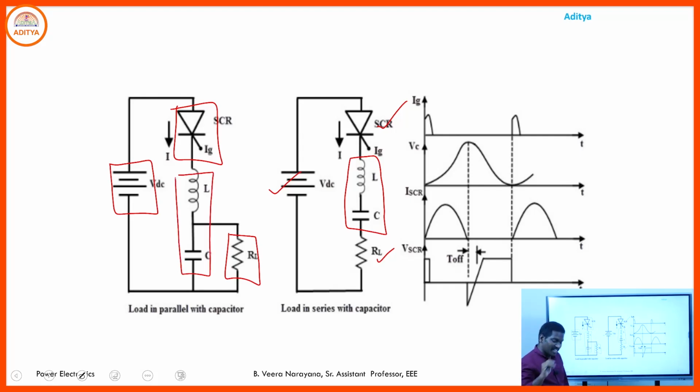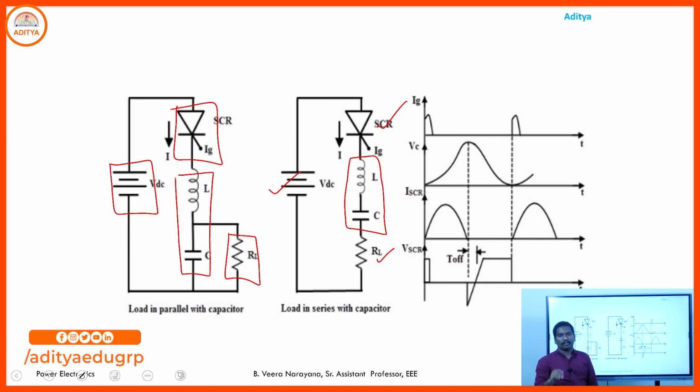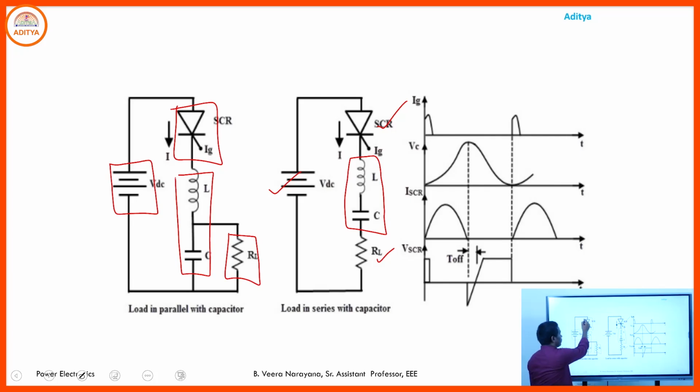In class A commutation, or self commutation or load commutation, the commutating elements, the inductor and the capacitor, are always connected in series to the SCR. For the SCR which is going to be commutated, the commutating elements, inductor and capacitor, are always connected in series like this. Here this is the main SCR I want to commutate. For that, the commutating elements L and C are connected in series. Similarly here also, this is the SCR to be commutated, and the commutating elements L and C are connected in series.